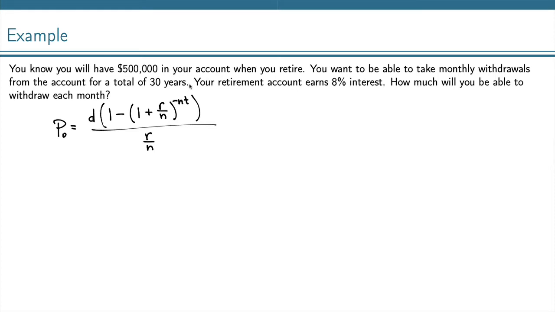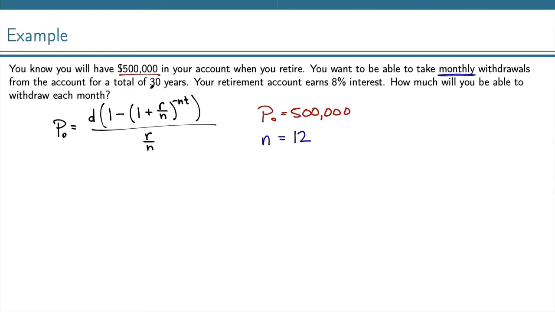So first of all, the first number we come across is this $500,000, and that is what we are starting with in our account. So that's P naught. P naught equals $500,000. We want to be able to take monthly withdrawals. So the fact that we're looking at something happening monthly tells us that n is 12, because n represents how many times per year it's happening.